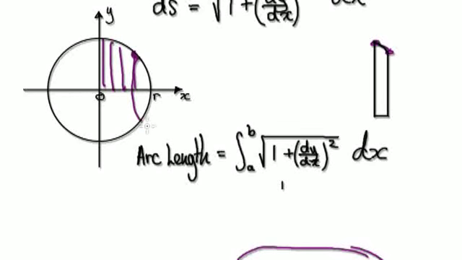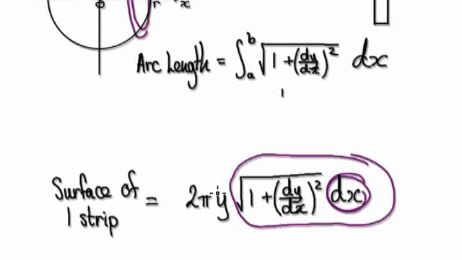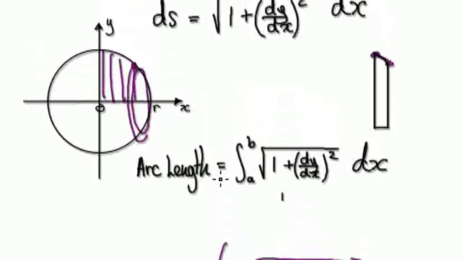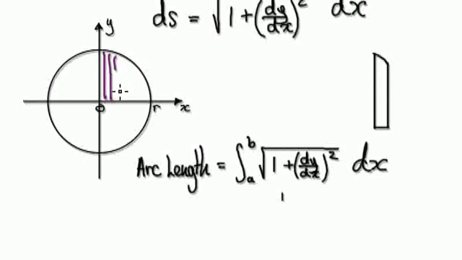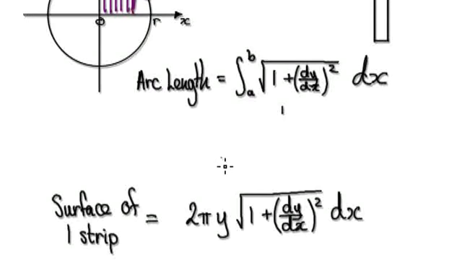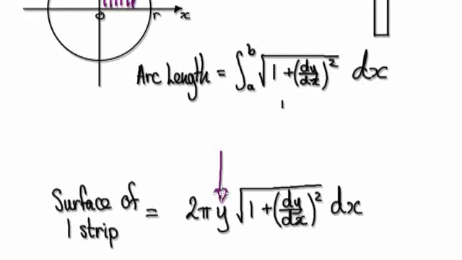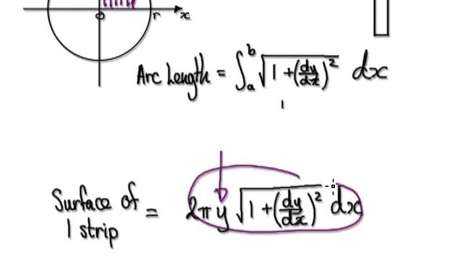Once we've got the arc length, we would need to times it with the circumference of a circle. So this is our circumference of a circle. This here is really the height. So we are doing this all the way from 0 to r. The height here is this y here. So the surface area of one strip is given by this.